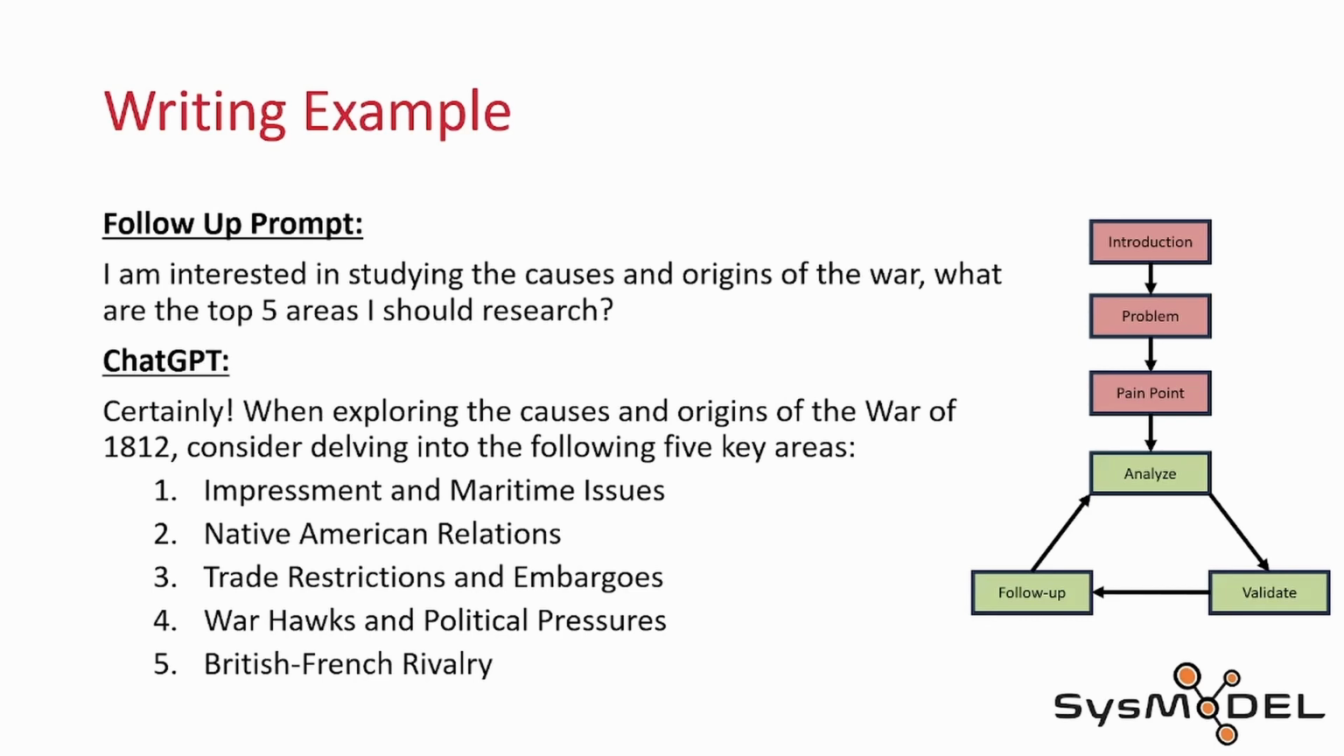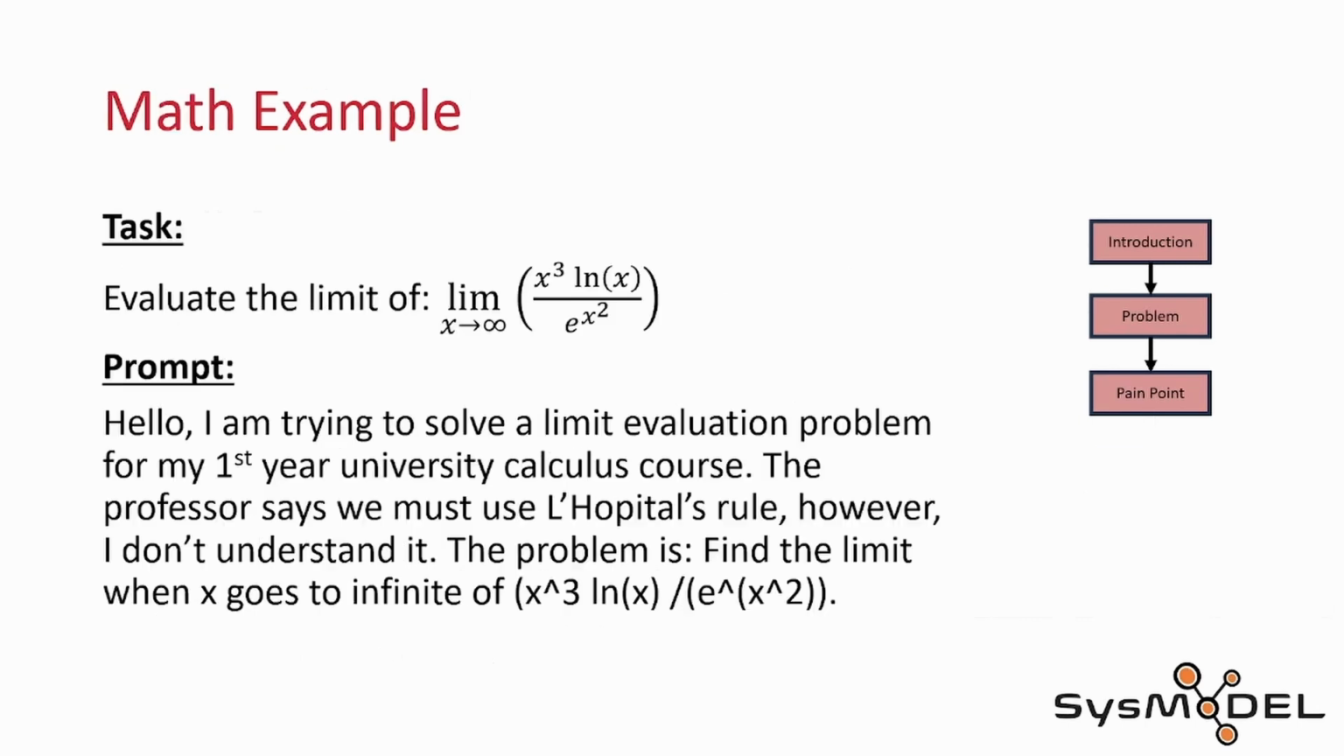Asking ChatGPT to provide resources did work for the War of 1812, providing many books and articles for the student to read. However, ChatGPT is known to make up resources for less popular topics, so students should always double-check the references they are provided. The second example is from a university-level calculus course, where the student must find the limit of this function as x goes to infinity.